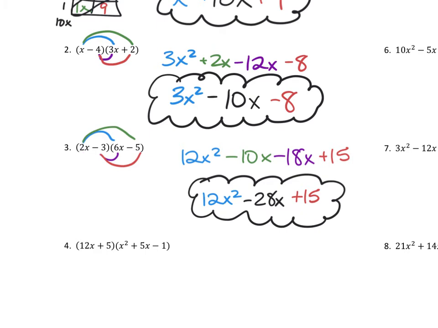Then simply all we have to do is add the like terms here in the center. Negative 10x plus negative 18x is negative 28x.